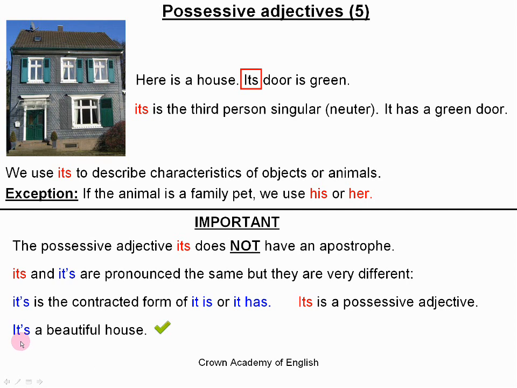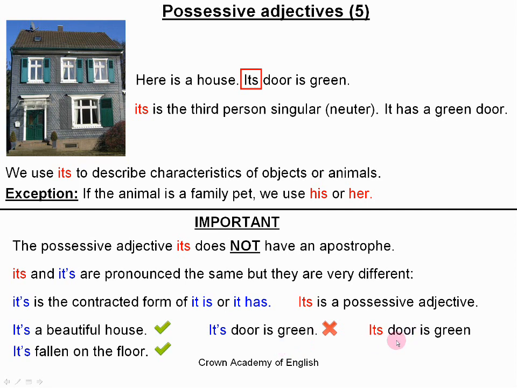Example: it's a beautiful house. That is correct. It's is the contracted form of the verb to be. It's fallen on the floor is also correct. This is the contracted form of it has. It has fallen on the floor. It's the present perfect. But this is wrong. Its door is green. This is wrong. But this is correct. Its door is green. ITS, the possessive adjective. Okay?